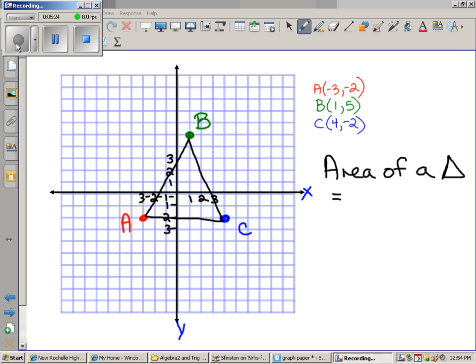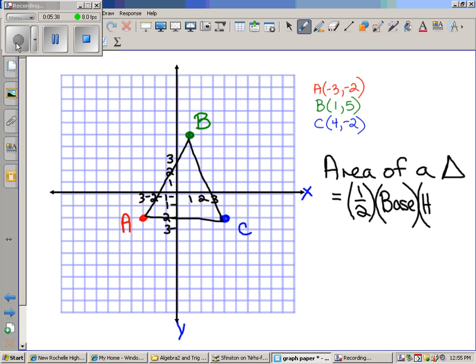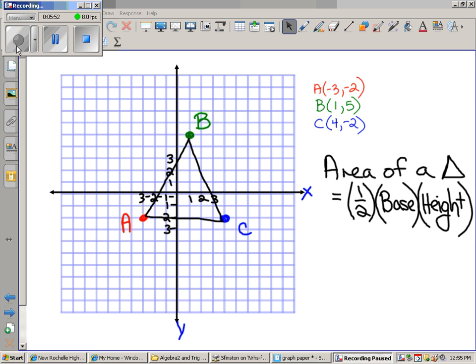No? Nobody knows it? How about this? Ever see this one before? 1/2 base times height. You guys have never seen that before in your life? You have? Tiana, what do you think, girl? You saw that? Okay. Here we go.